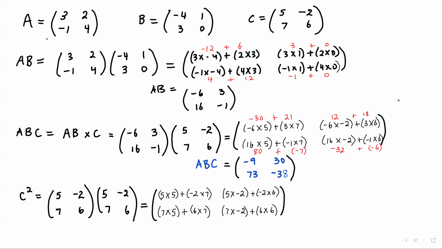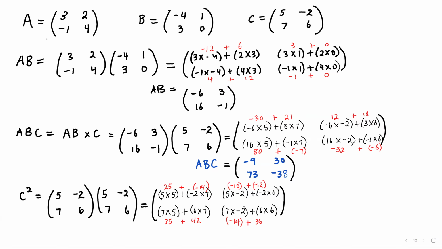Right, so simplifying now, we'll have, well, 5 times 5 is 25. -2 times 7 is -14. 5 times -2 is -10. Plus -2 times 6, which is -12. 7 times 5 is 35. 6 times 7 is 42. 7 times -2 is -14. 6 times 6 is 36.